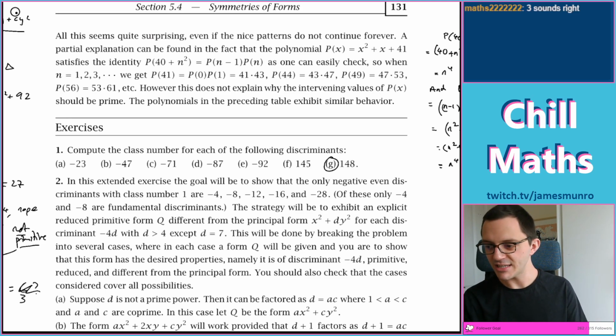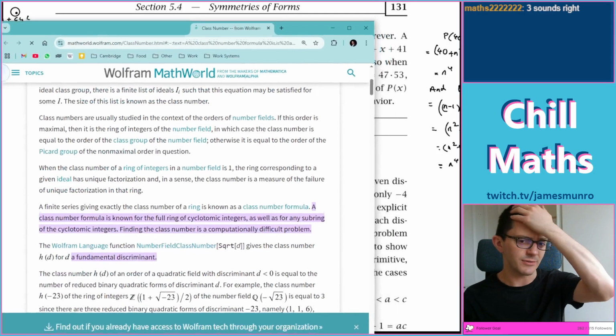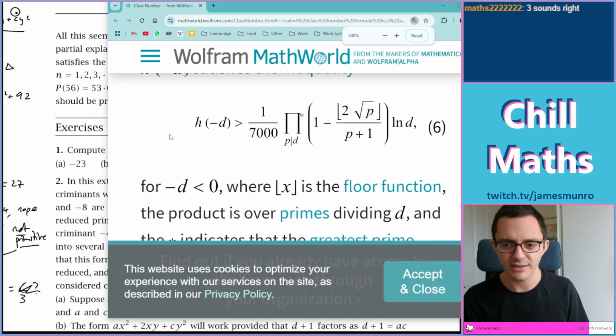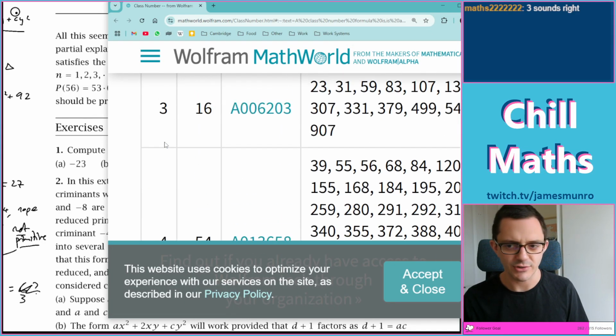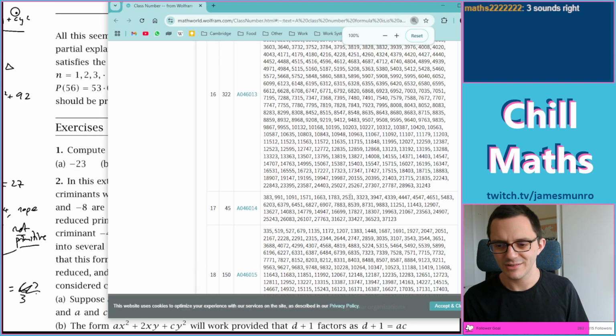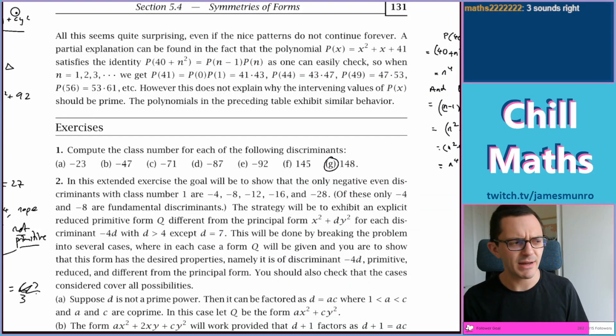How's everyone else been doing? 3 sounds about right. We haven't really found a good list of this, or a good way to do the class number. We've got, for example, this list on Wolfram MathWorld, but that only has negative numbers. It has in tiny writing over here H of -d, which is not what I want, because I would like to know about positive 148 for this exercise. And I think there's something at the back of the book, but I don't think it goes far enough.